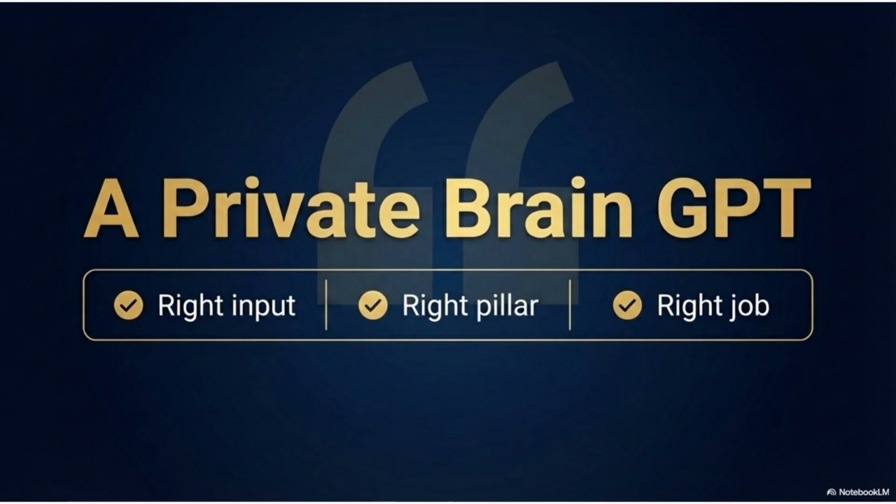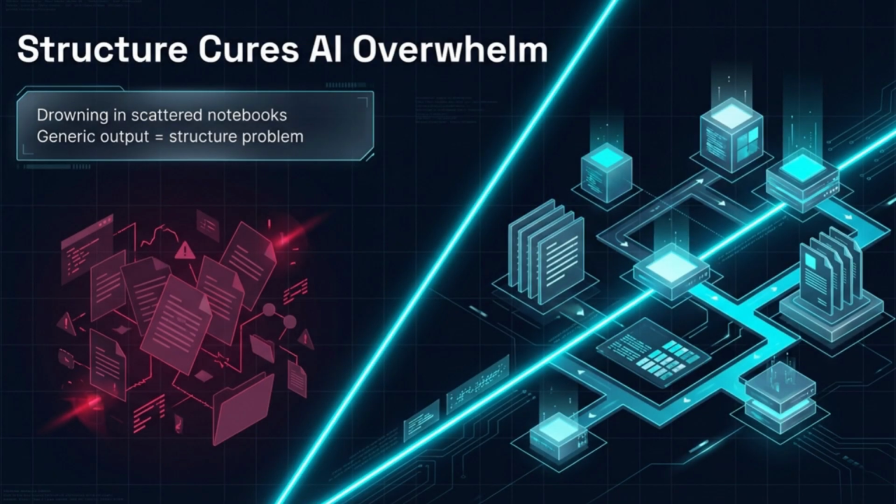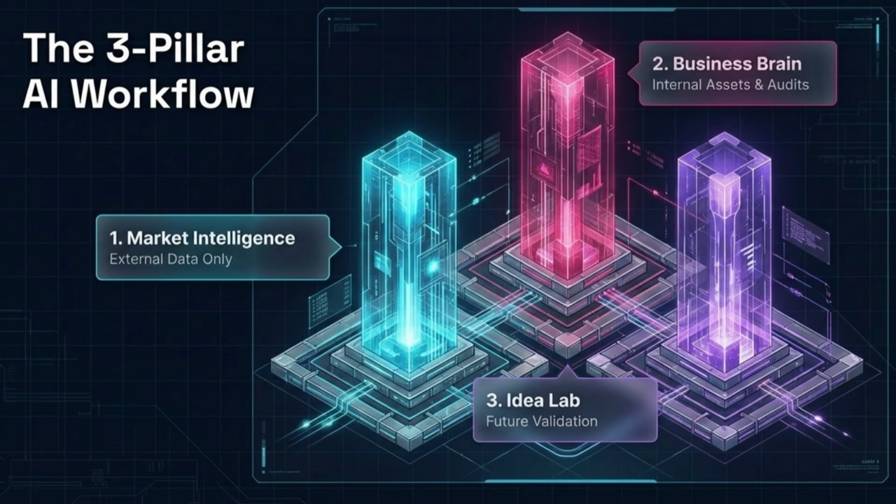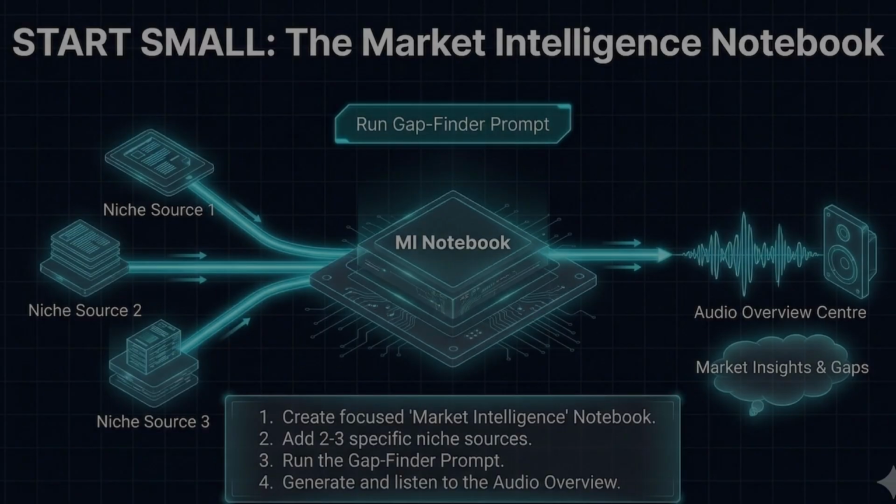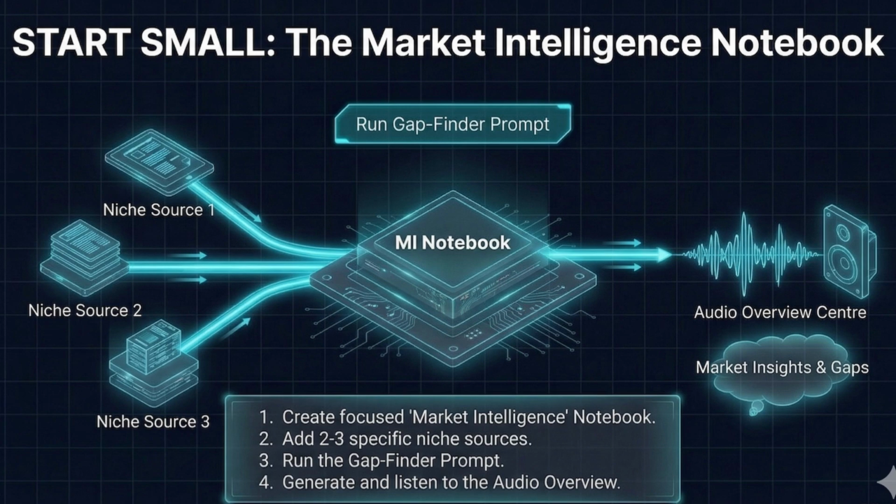The real difference is giving it the right input in the right pillar and asking it to do the right job. If you've ever felt like you're drowning in information but still can't find a clear path forward, this is what changes that. You don't have to rebuild everything at once. Start with one notebook inside your market intelligence pillar. Pull in 2 or 3 sources from your niche, run the gap finder prompt, then generate an audio overview and just listen. See what surfaces.